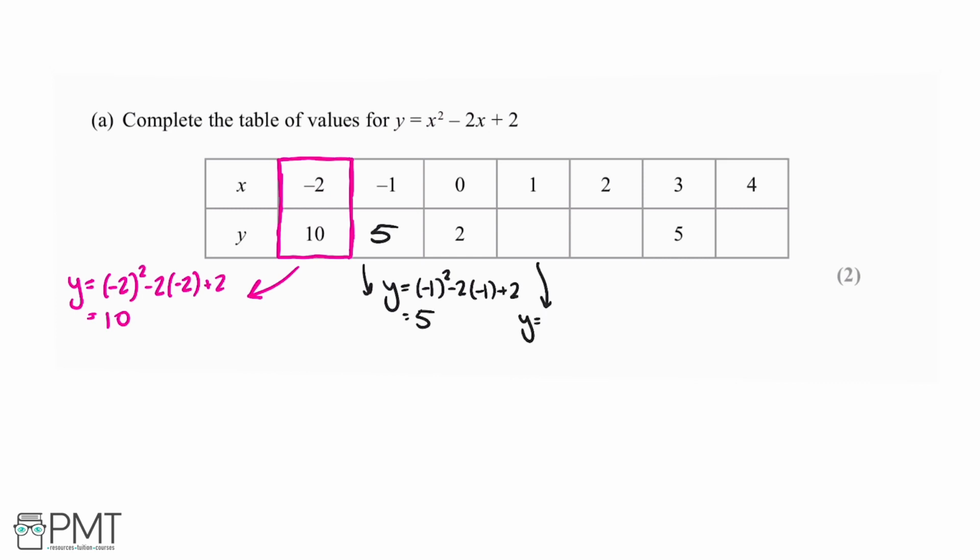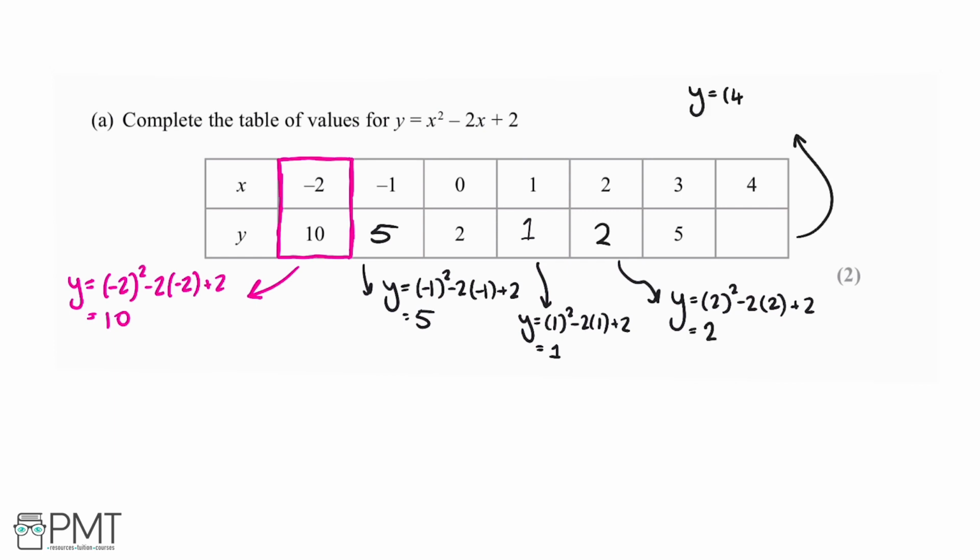Here we're going to get y equals 1 squared minus 2 times 1 plus 2, giving us 1. So here we got y equals 2 squared minus 2 times 2 plus 2, giving a value of 2. And last but not least, y equals 4 squared minus 2 times 4 plus 2, giving a value of 10. And if you get all of those values correct, you get 2 marks.